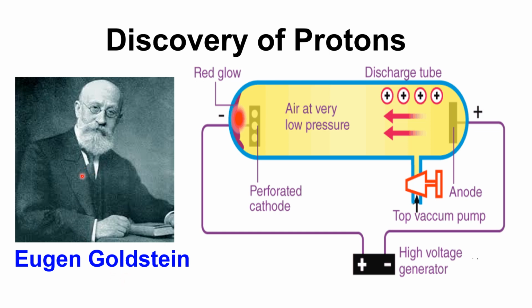German physicist Eugen Goldstein discovered the protons. Eugen Goldstein performed the cathode ray tube experiment, and on the basis of this experiment, he noticed that there are some positive rays which passed through a perforated cathode, and he gave these positive rays the name channel rays or canal rays.